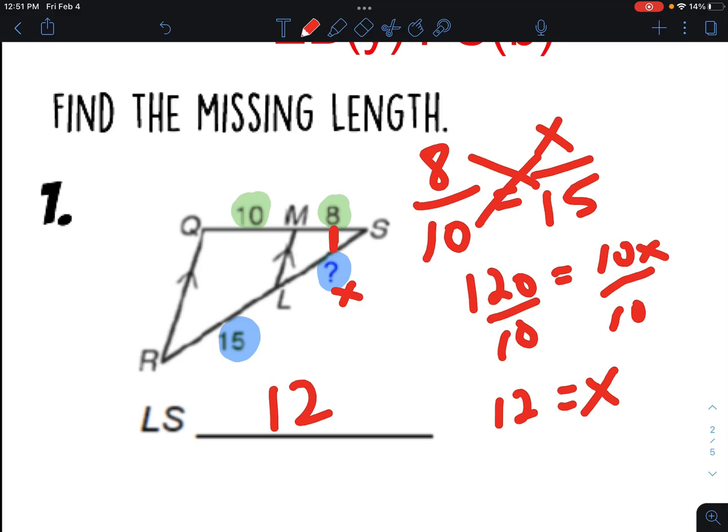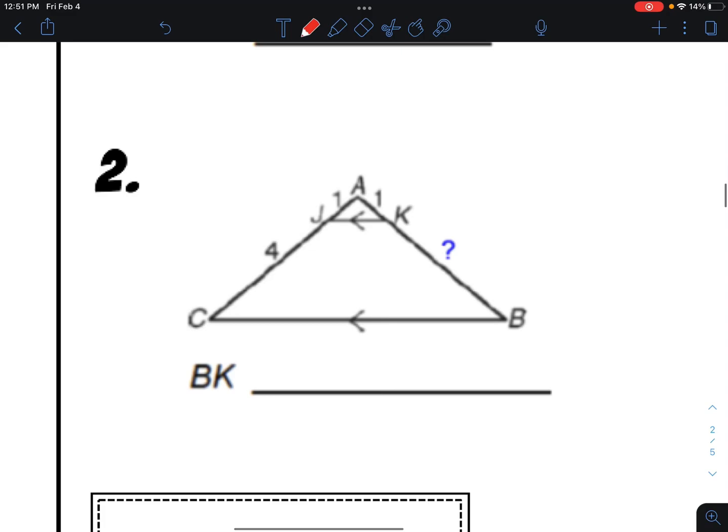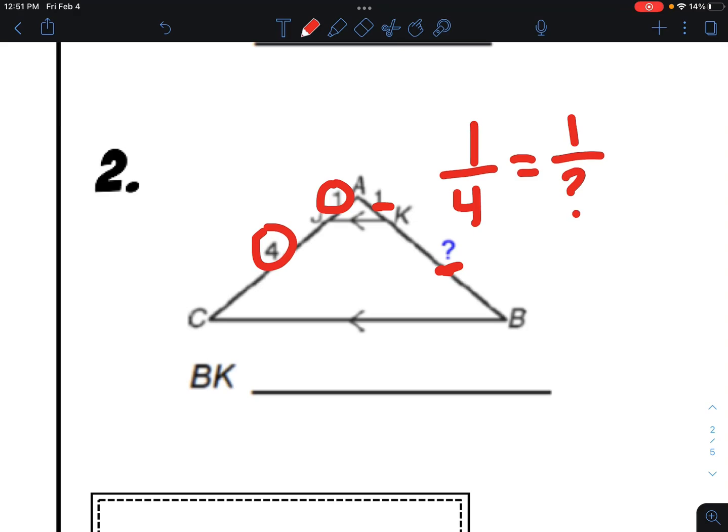All right, so side splitter theorem: if we have lines parallel, that means the ratio of one side is proportional to the ratio of the other side. Well, you can do your cross multiplying and dividing if you'd like on this one, but since the top numbers of the fraction are the same and the bottom numbers of the fraction are the same, b to k has got to be 4.